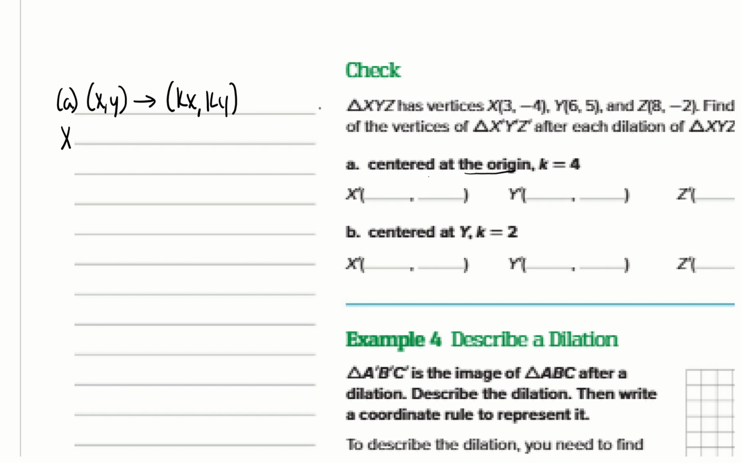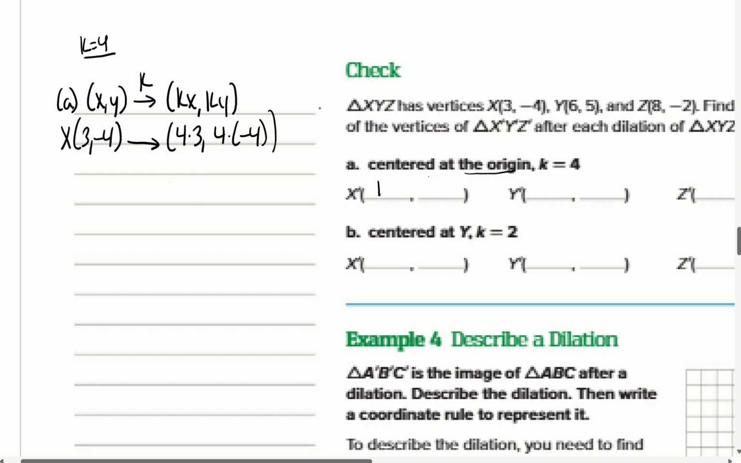So for the first coordinate, x is (3, -4), and we're multiplying this by k. All right, so remember we got k equals 4 here. So I'm just going to put k equals 4. That's what we're doing. Okay, so that means that we're going to do 4 times 3 and then 4 times -4, right? And so that's going to be 12. Well, let's just put in the answer here. So we got (12, -16). So that's our work for that.